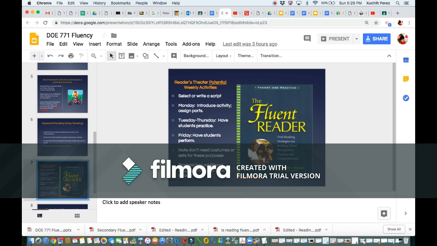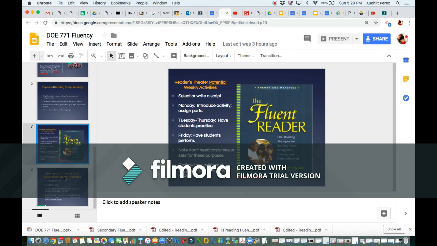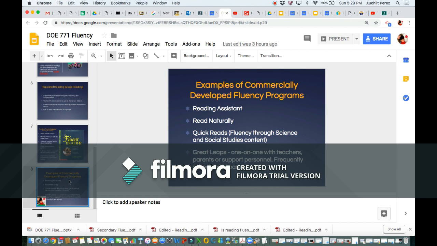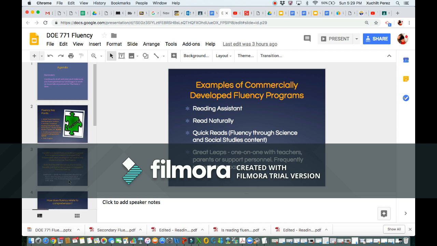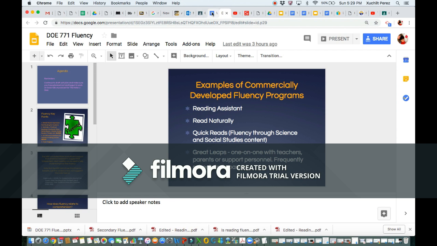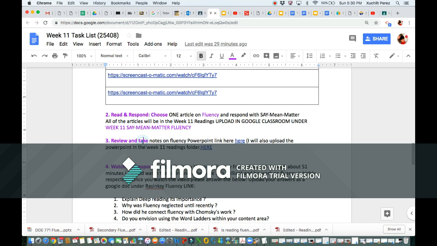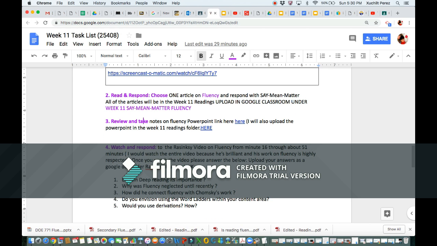So this is more on some potential strategies that you could use, and this comes from The Fluent Reader by Timothy Rasinski, and then here are some examples of commercially developed fluency programs. So as I said, it's a really short PowerPoint that you should review and take notes on. And then lastly, for this week, and I just realized I misspelled Rasinski, you need to watch and respond to the video that I have linked here, actually. So I'm just going to move that over for us.